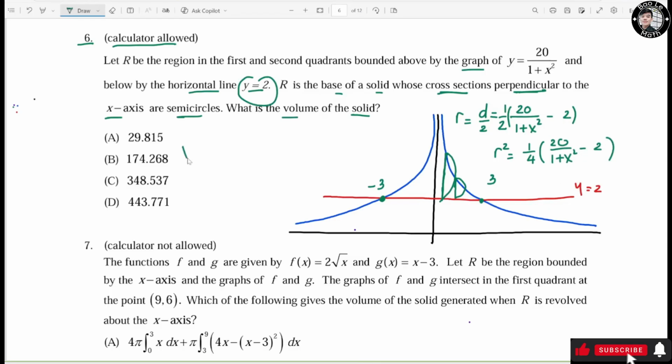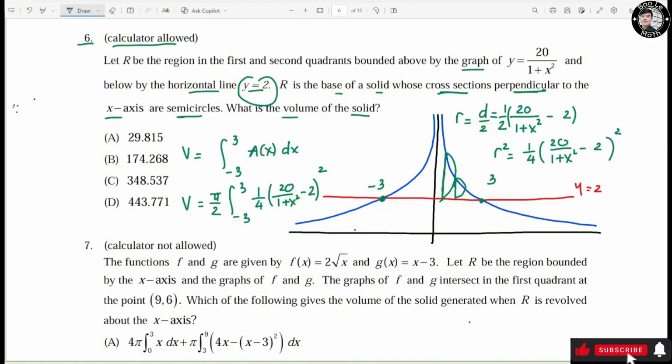And the volume equals the integral from -3 to 3 of A of s ds. A of s is the area of the semicircle. So V equals the integral from -3 to 3 of pi r squared divided by 2. So I have pi divided by 2 in the front. Now r squared right here is actually 1 over 4 times 20 over 1 plus s squared minus 2 altogether squared. This one must be squared.